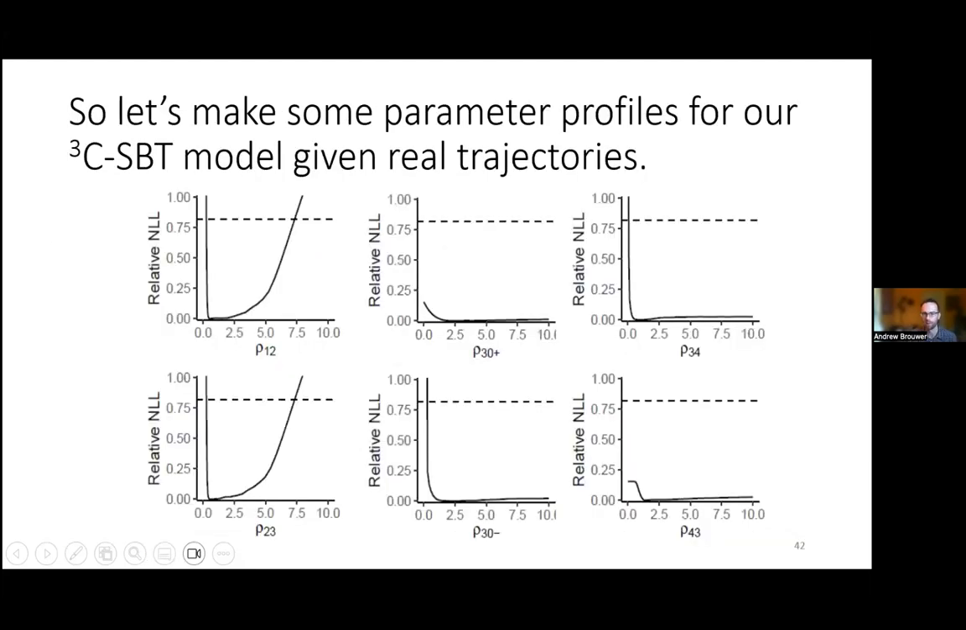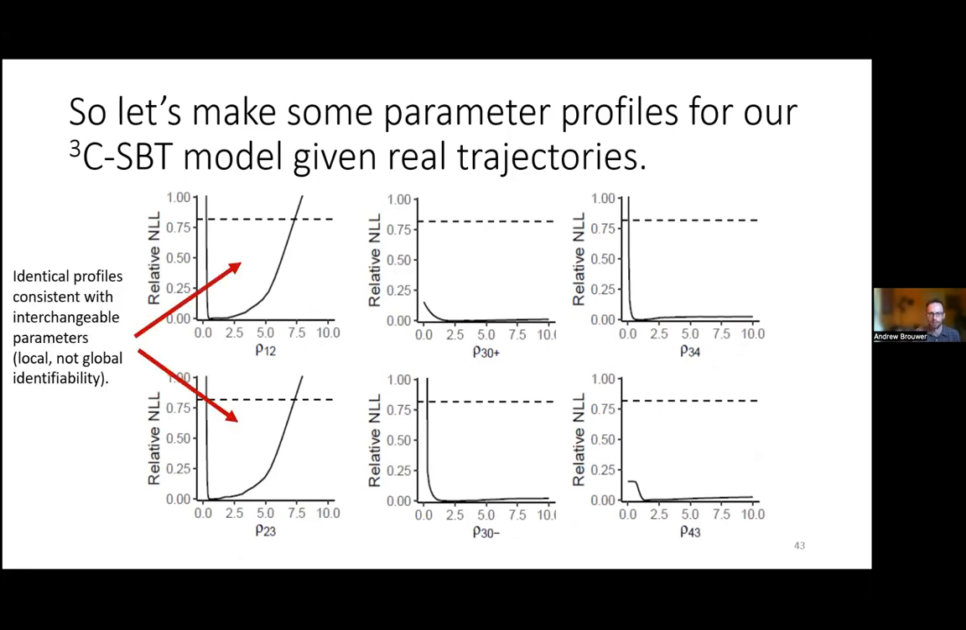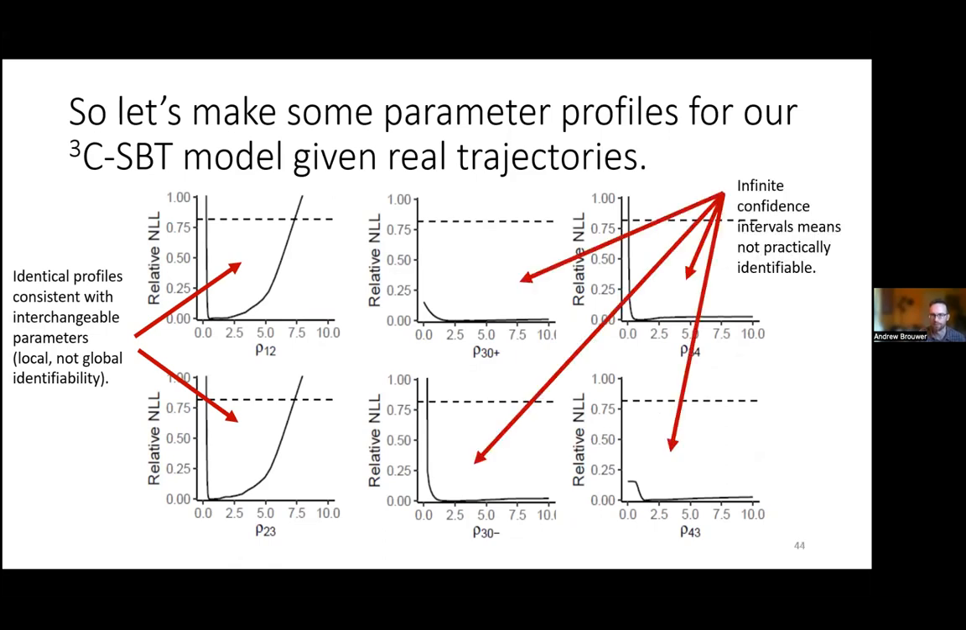So if I were to do this for our pharmacokinetic model, I can give the profiles. This is just for one individual, but we could do it for many individuals. What we see is that we have identical profiles for rho 1, 2, and rho 2, 3. That's consistent with the local identifiability we saw. They're interchangeable in some sense. But these other 4 parameters have infinite confidence intervals and are not practically identifiable. And that's not super surprising, since they really only depended on higher level derivative information at time 0. So it's not surprising that we're maybe not able to determine them.